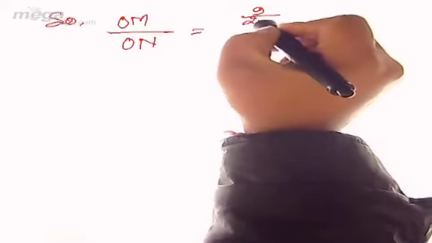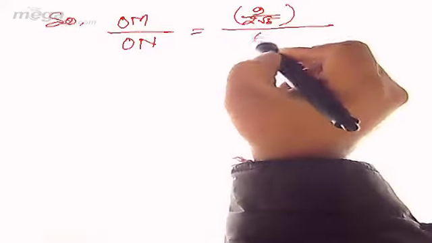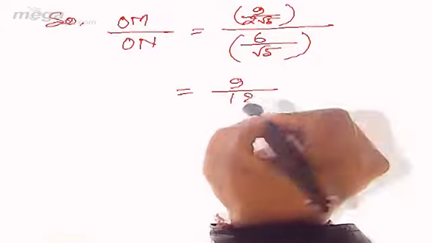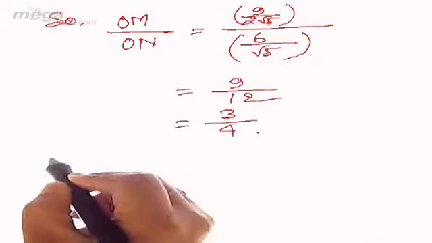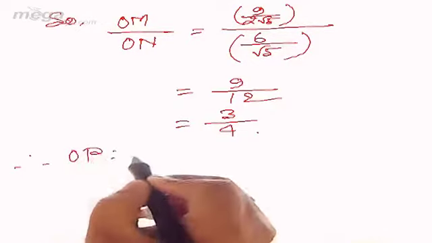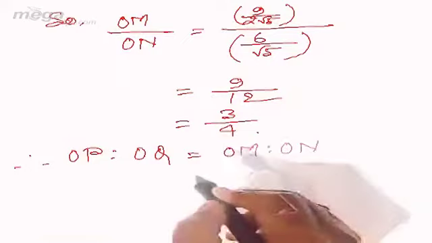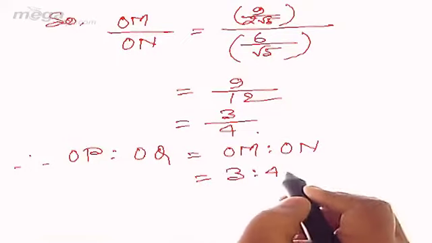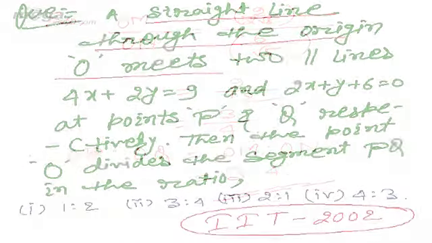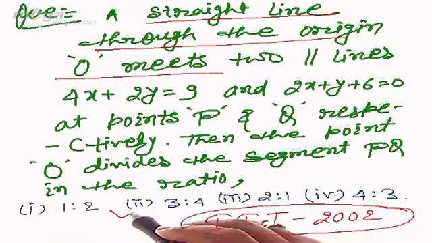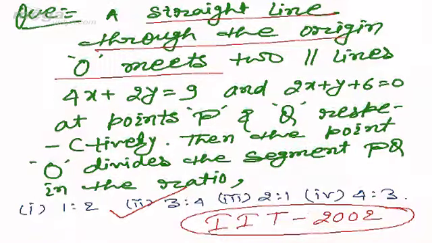So OM upon ON is equal to 9 upon 2 root 5 divided by 6 upon root 5. So it is 9 upon 12, which is 3 upon 4. So OP is to OQ, which is the same as OM is to ON, which is equal to 3 is to 4. And hence, according to the question, 3 is to 4, that is the second option, is the correct answer.